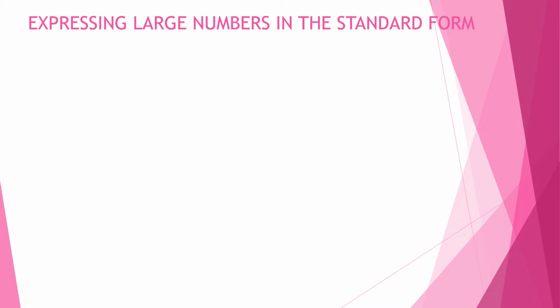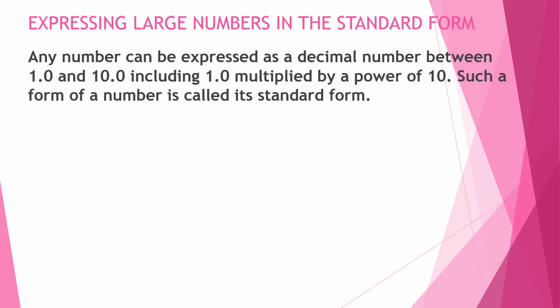Expressing large numbers in the standard form. The definition is: any number can be expressed as a decimal number between 1 and 10, including 1, multiplied by a power of 10. Such a form of number is called its standard form.